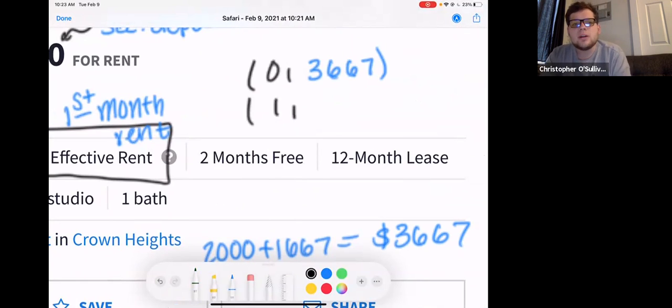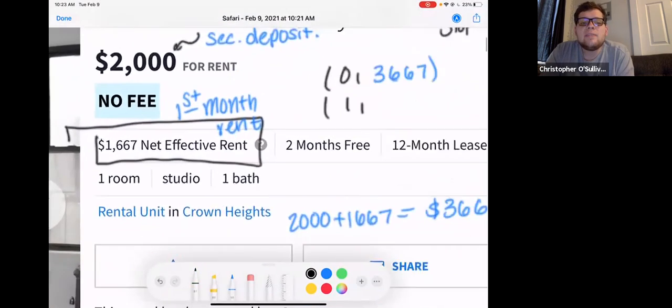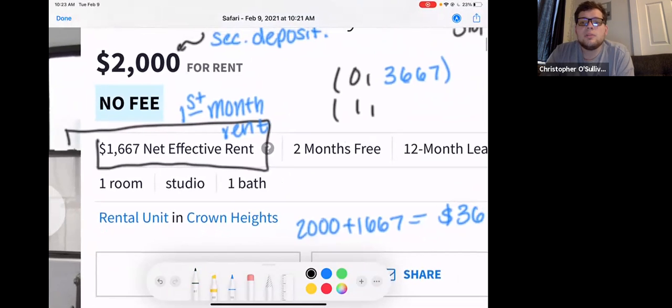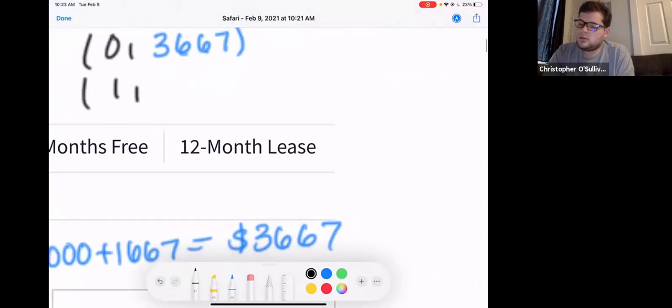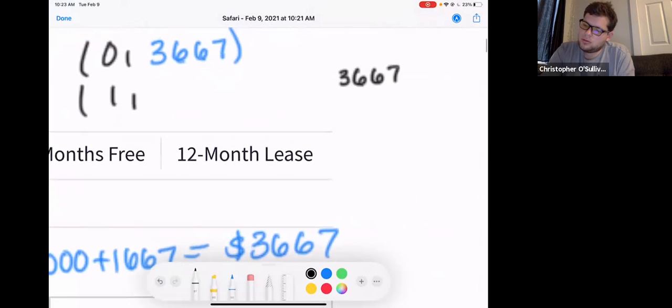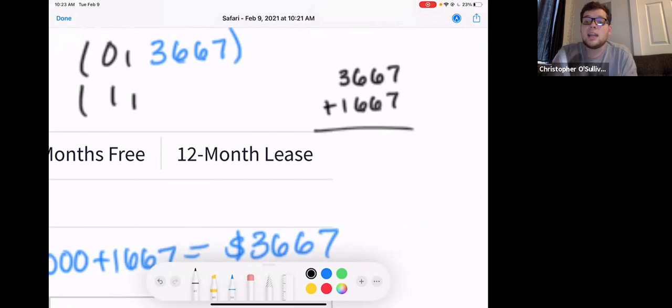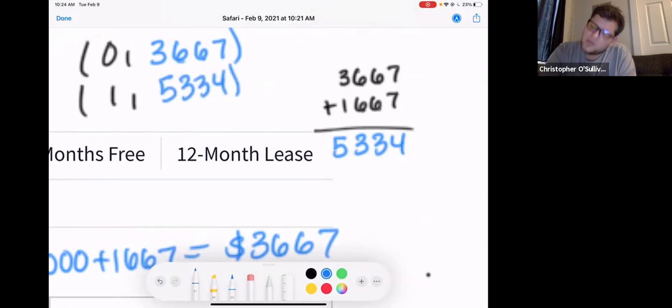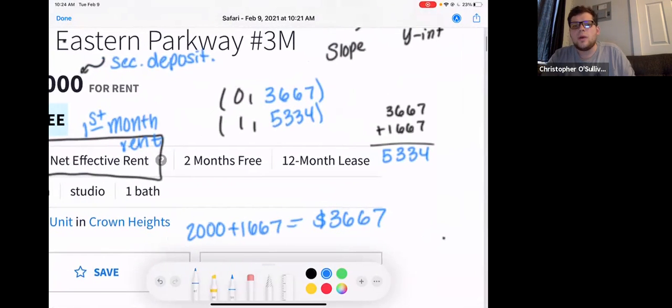At month one, we've lived in the apartment for a month. We don't have a security deposit. We don't have a broker's fee anymore. We just pay our rent. And if we look, our net effective rent was $1,667. So we've already paid $3,667, so we're going to add another $1,667. I don't feel like doing math by hand, but I would if I wanted to. And then I use my handy dandy TI-84 Plus Silver Edition, and I get $5,334. So now I need to find the slope between those two points, because our equation is written as y equals mx plus b.